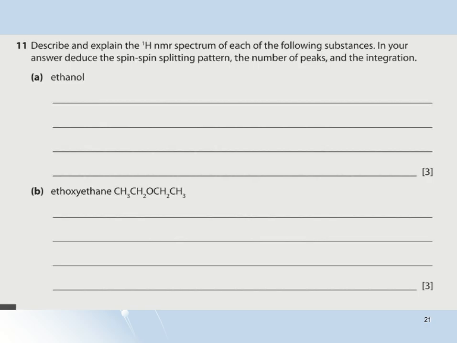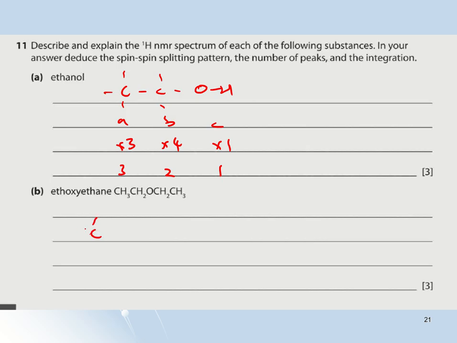Describe and explain the NMR of each of the following. Talk about spin splitting, peaks and integration trace. Right, these should be fairly straightforward. OH. So we're going to have 3 peaks. We'll call them A, B and C. Spin splitting, this is adjacent to a CH2, so it's going to spin split to a triplet. That's adjacent to a CH3, so that's going to go to a quartet. And that's an OH group, always goes to a singlet. Peak integration, we're going to have a 3, a 2 and a 1. I think that's everything done.